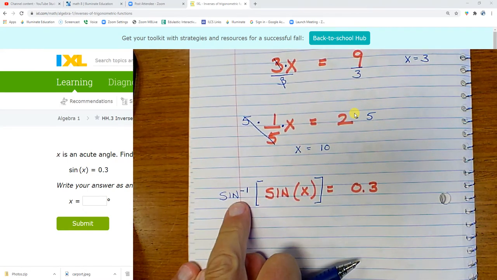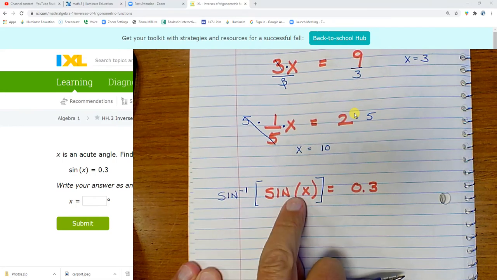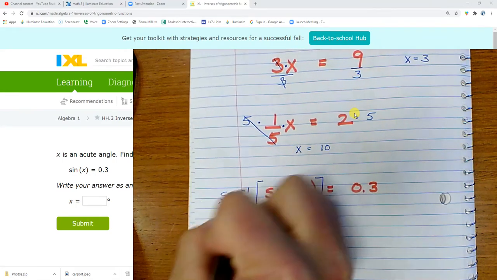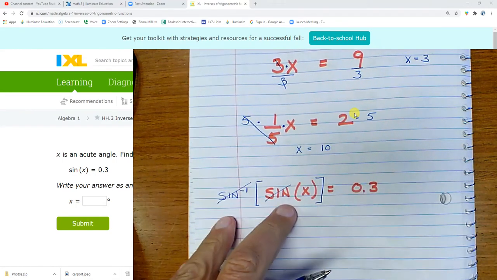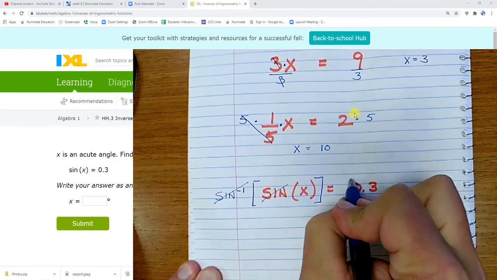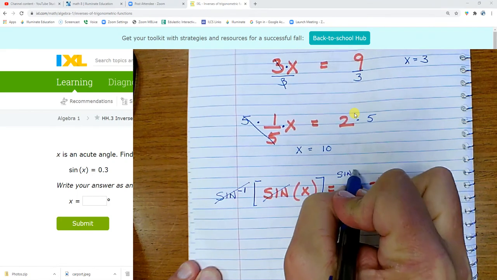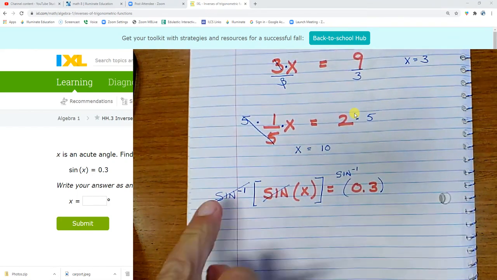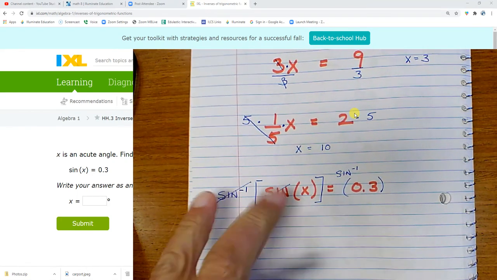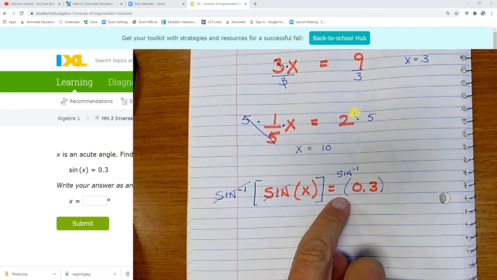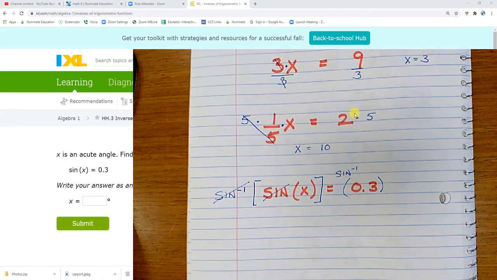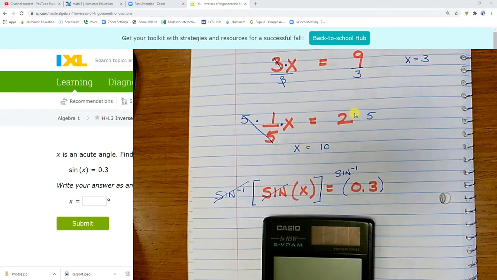Inverse sine, sine to the -1 undoes a sine. So these guys are gone, but whatever I do to one side, I have to do the other side. I don't have a lot of space here, but it's going to be inverse sine of sine of that. So if I take the inverse sine of a sine, they cancel out, so I'm left with x equals the inverse sine of 0.3. So inverse sine, how do I do that on my calculator?